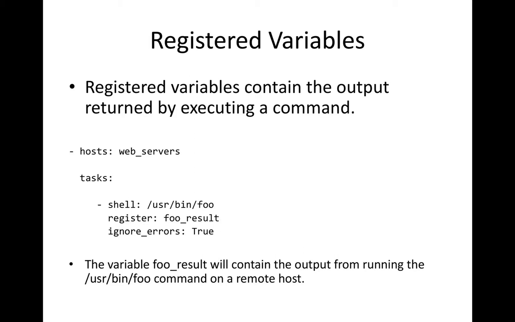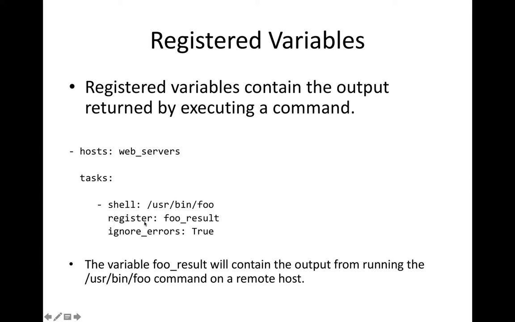So I've talked about variables, how you can define these key value pairs and use them within your playbook. You can also define a special kind of variable called a registered variable. And these are really useful because registered variables allow us to store the output that's returned by executing some sort of command. Here's an example where we have a task, and this task is going to run a shell script called /usr/bin/foo, and we're creating a register variable.